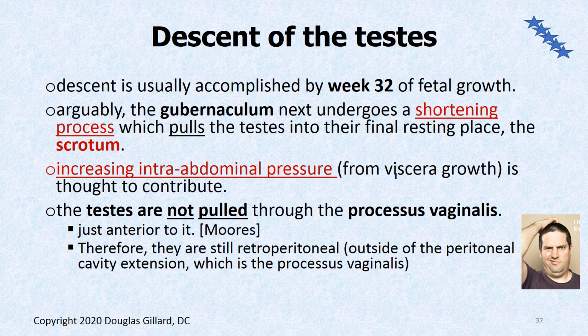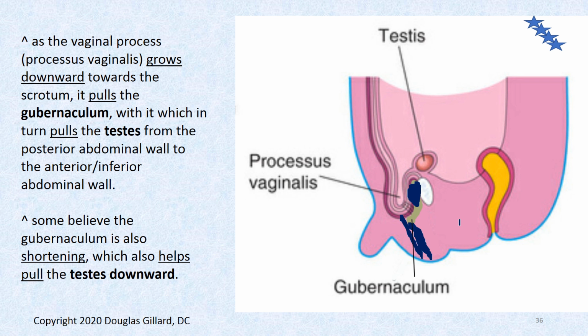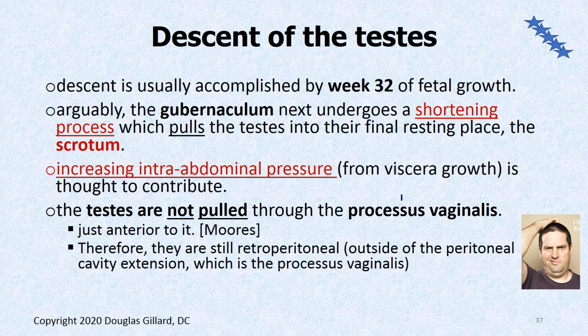The key, though, the testes are not pulled through the processus vaginalis, right? The testes are outside of the processus vaginalis. So they're still extraperitoneal. The testes are never intraperitoneal, right? That's a good embryology question, right? This is peritoneum, right? Here's the peritoneal cavity, and this processus vaginalis is an extension of the peritoneal cavity, but the testes are behind that, so they're not part of that.